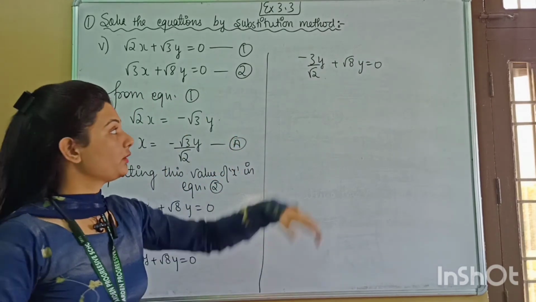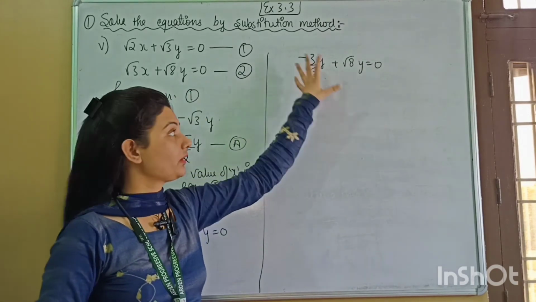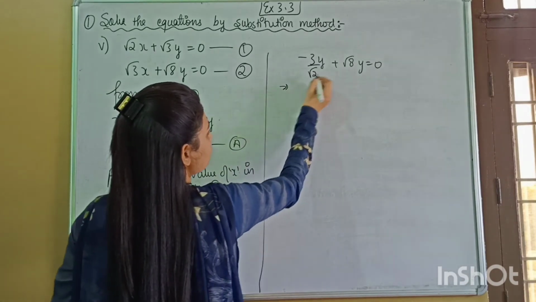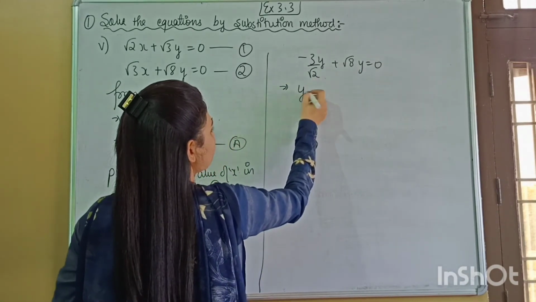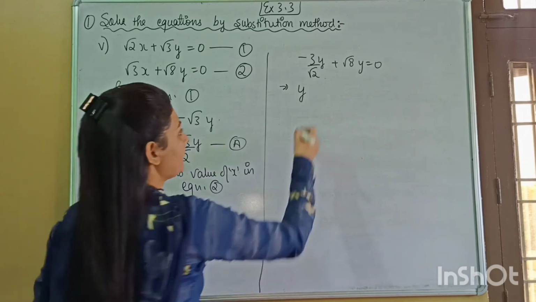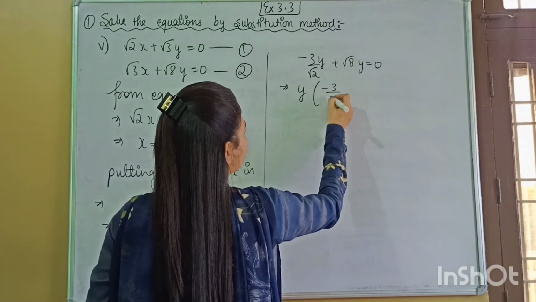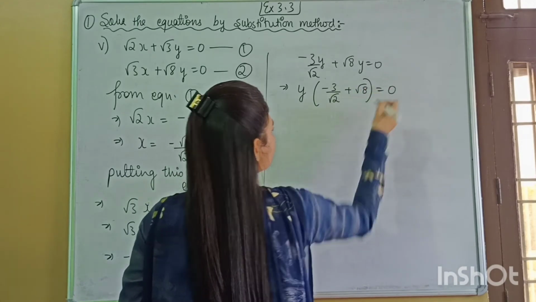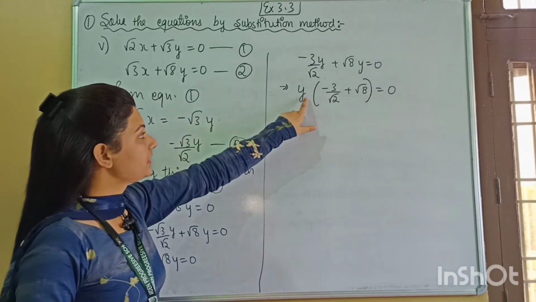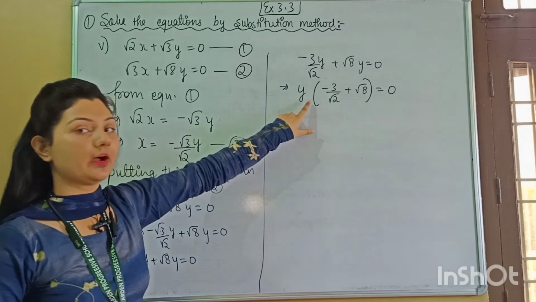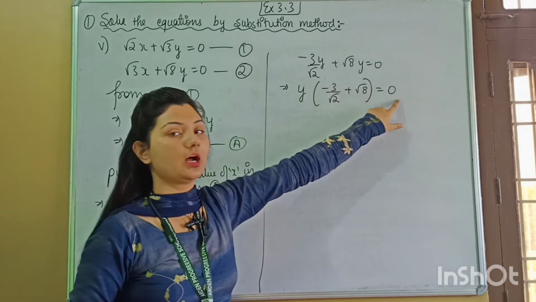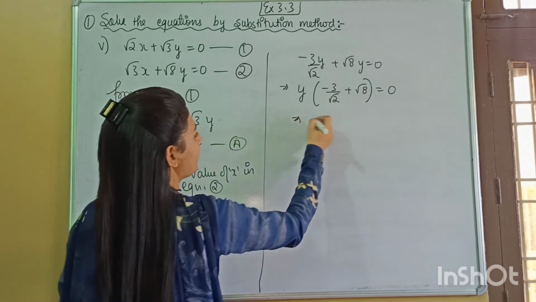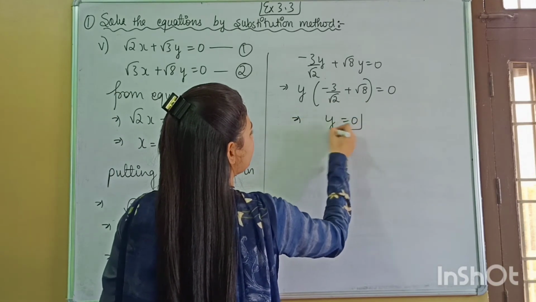First thing what you can do, you can take the LCM root 2 and you can multiply it. And second thing what you can do is, see, y and y common here, so we can take it out, y, and inside the bracket we will write minus 3 upon root 2 plus root 8 is equals to 0. Now this is in multiplication with y, so when we will take the value to the RHS, it will become 0 upon this, which means y is equals to 0 only.